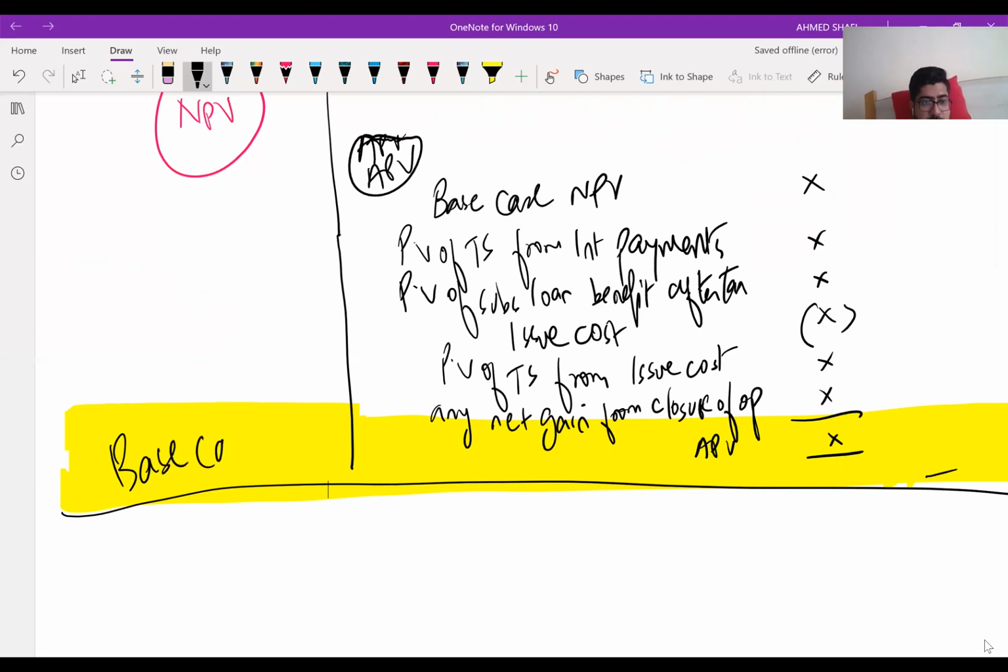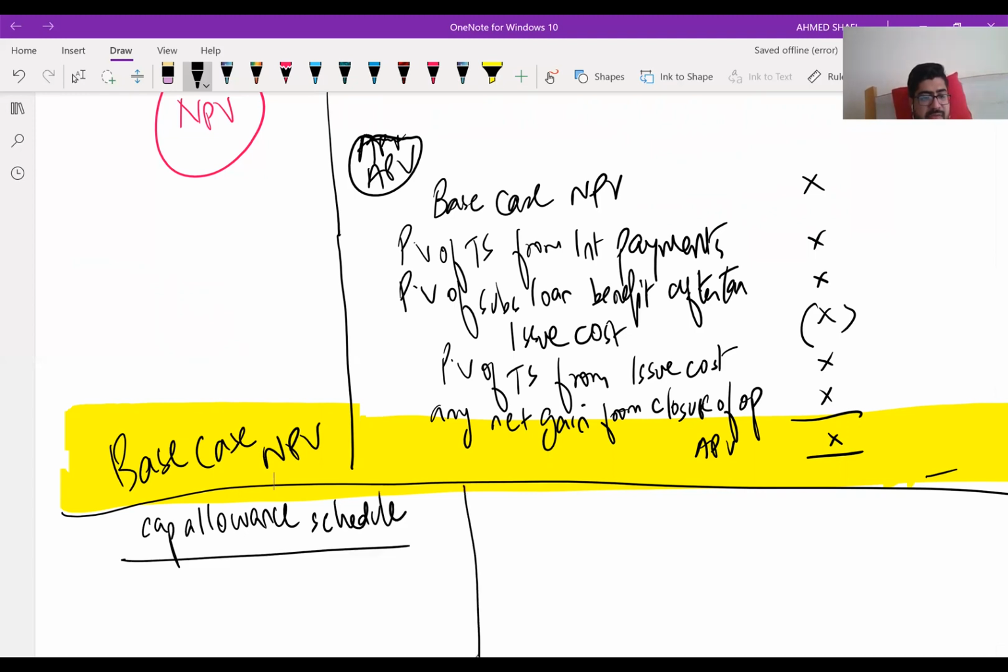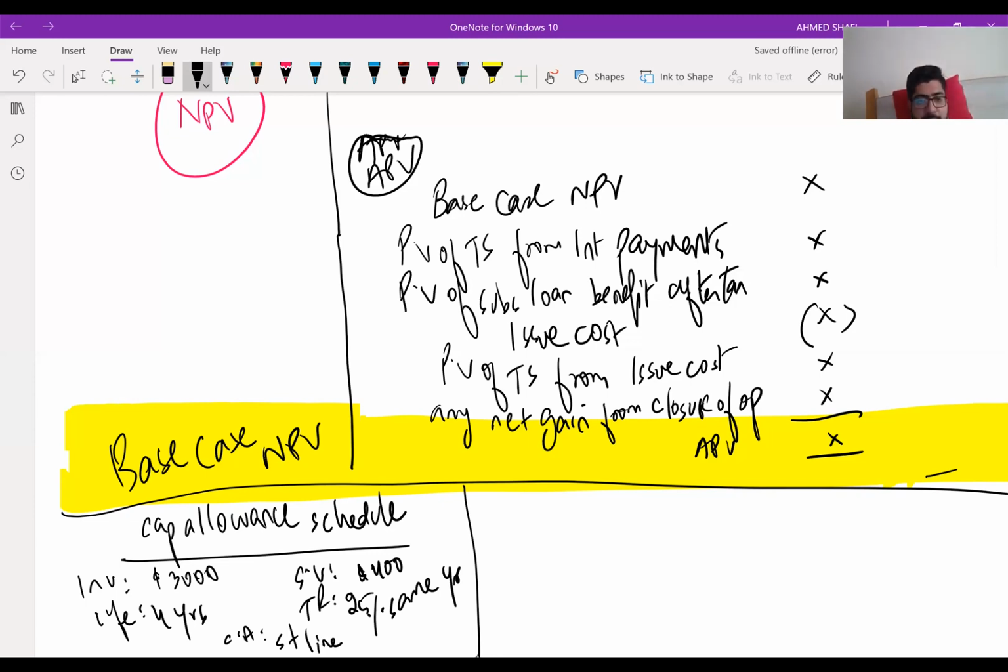Now I have told you multiple times base case NPV is just like your normal NPV. So what is the first step of NPV? The capital allowance schedule. And for this capital allowance schedule, we need 5 things. Investment, only plant and machinery, 3,000. Scrap value, only plant and machinery, 400. Life, 4 years. Tax rate, 25%. Same year. Capital allowance, straight line. Okay, let's start.